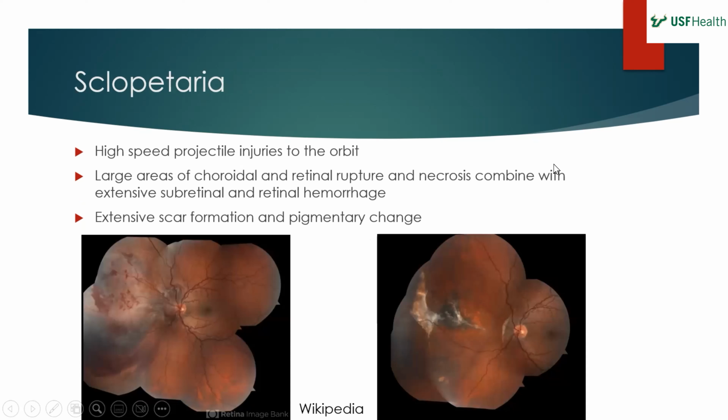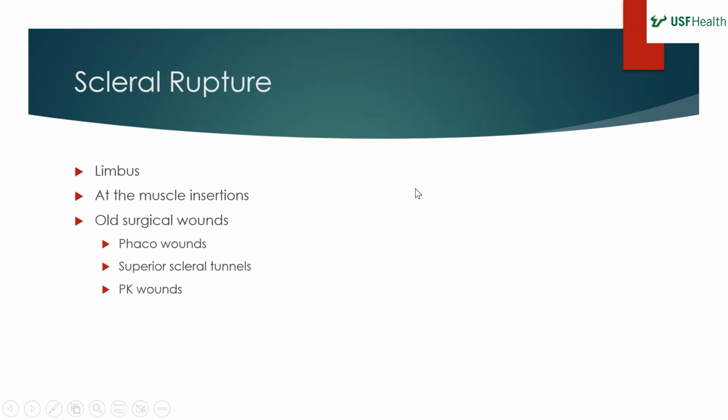Sclopetaria, I rarely see. These are large areas of choroidal and retinal rupture and necrosis, and there's oftentimes a lot of hemorrhage, and they can have large scars in the periphery or the posterior pole. That actually is sort of defined by no scleral rupture. Right.